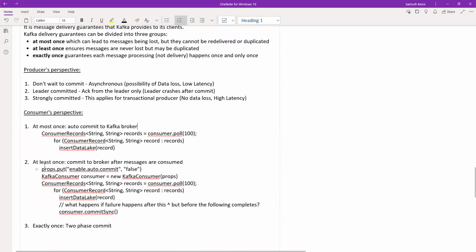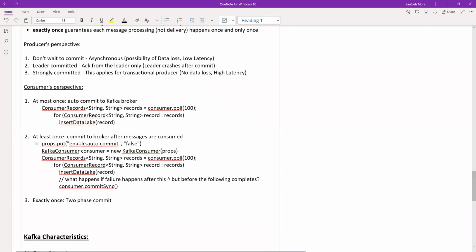The other one is at least once. What it says is you commit to the broker after the messages are consumed. That is the mistake we were making before: we were committing before we were actually pushing the messages to the consumer destination. In this pseudocode, auto commit is not enabled, and you have this Kafka consumer that takes all the 100 records and writes them one at a time. It inserts, and only when it is inserted does it commit, saying that this particular record has been committed, and then you increase the offset. Okay, so this is good.